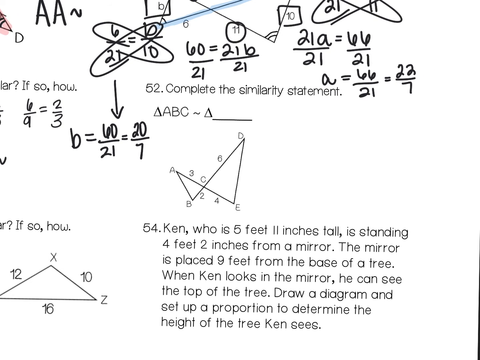For 52, we're just going to complete the similarity statement. So if they name their triangle ABC, AB is going down this side that has no numbers on it. And then BC, I'm noticing, is the smaller of the 2. So I just want to follow that pattern on my second triangle. So this would be the side with no number on it, and this would be the smaller of the 2, and so that would be DEC.